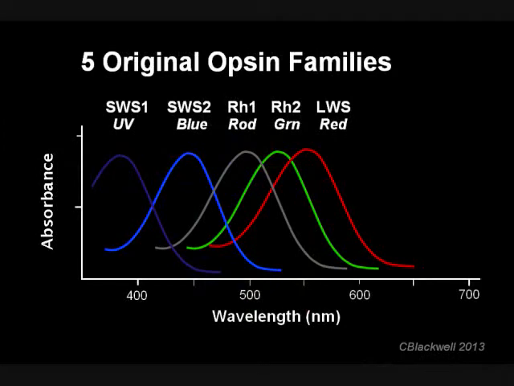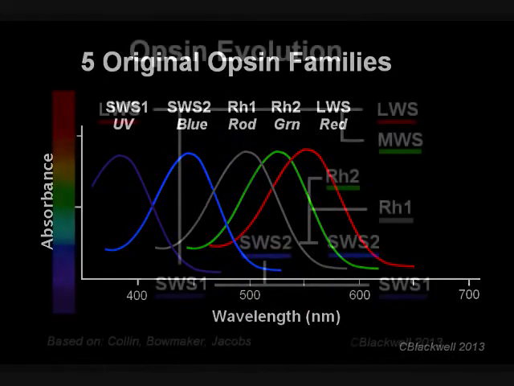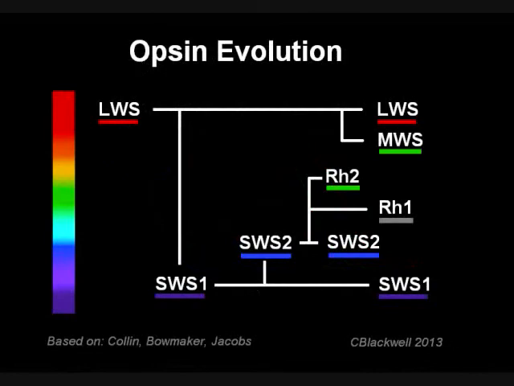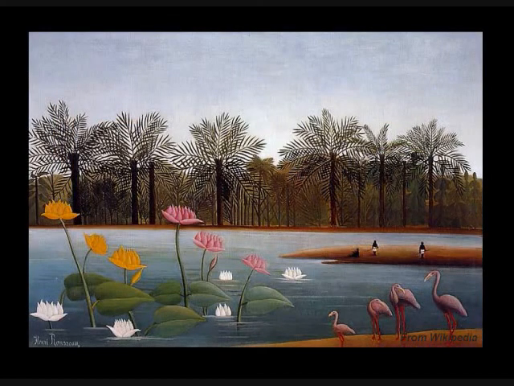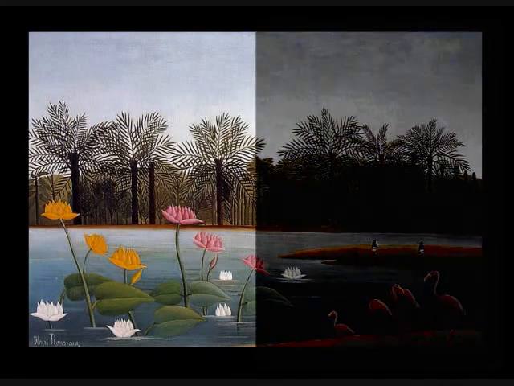Here again are the original 5 opsin families, and this is how they got that way. The use of cones for bright light and rods for dim light made vision into a duplex system, which gives us the ability to adapt to a really wide range of light levels. What a marvelous and flexible system.